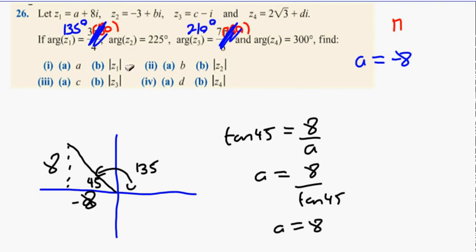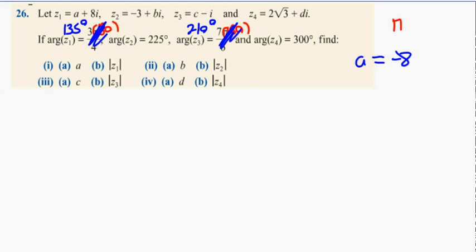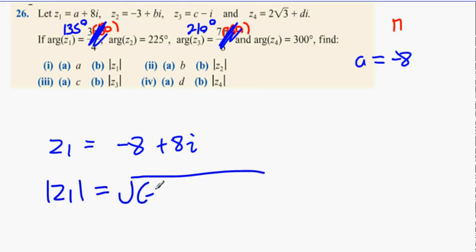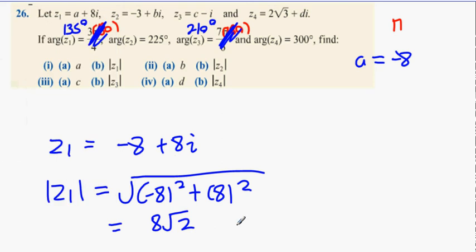Now, what is the modulus of Z1? Well, Z1 is now minus 8 plus 8i. The modulus of Z1 therefore is the square root of the real number, which is minus 8 squared, plus the imaginary number, which is 8 squared. Put it into the calculator, and we find out that the modulus is going to be 8 root 2.